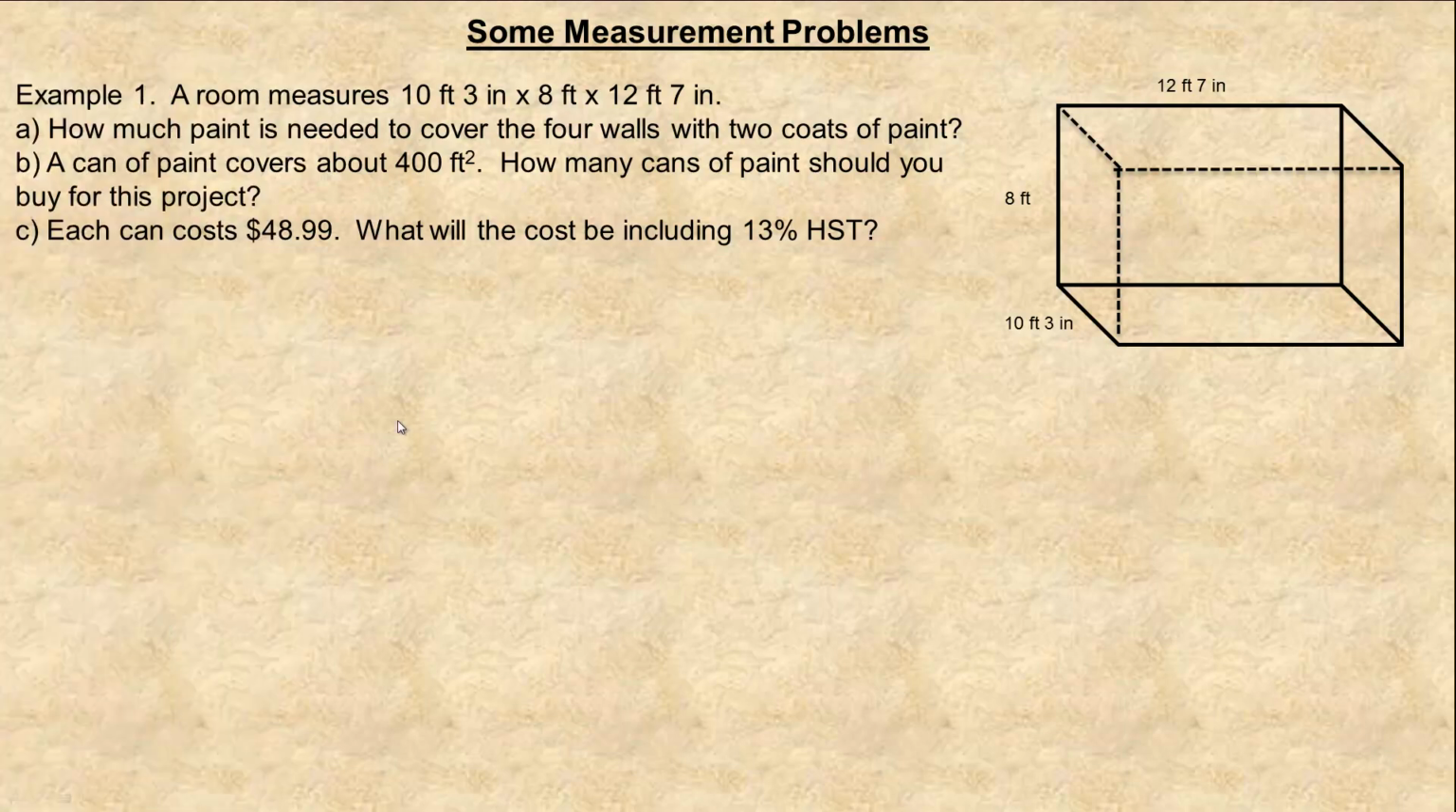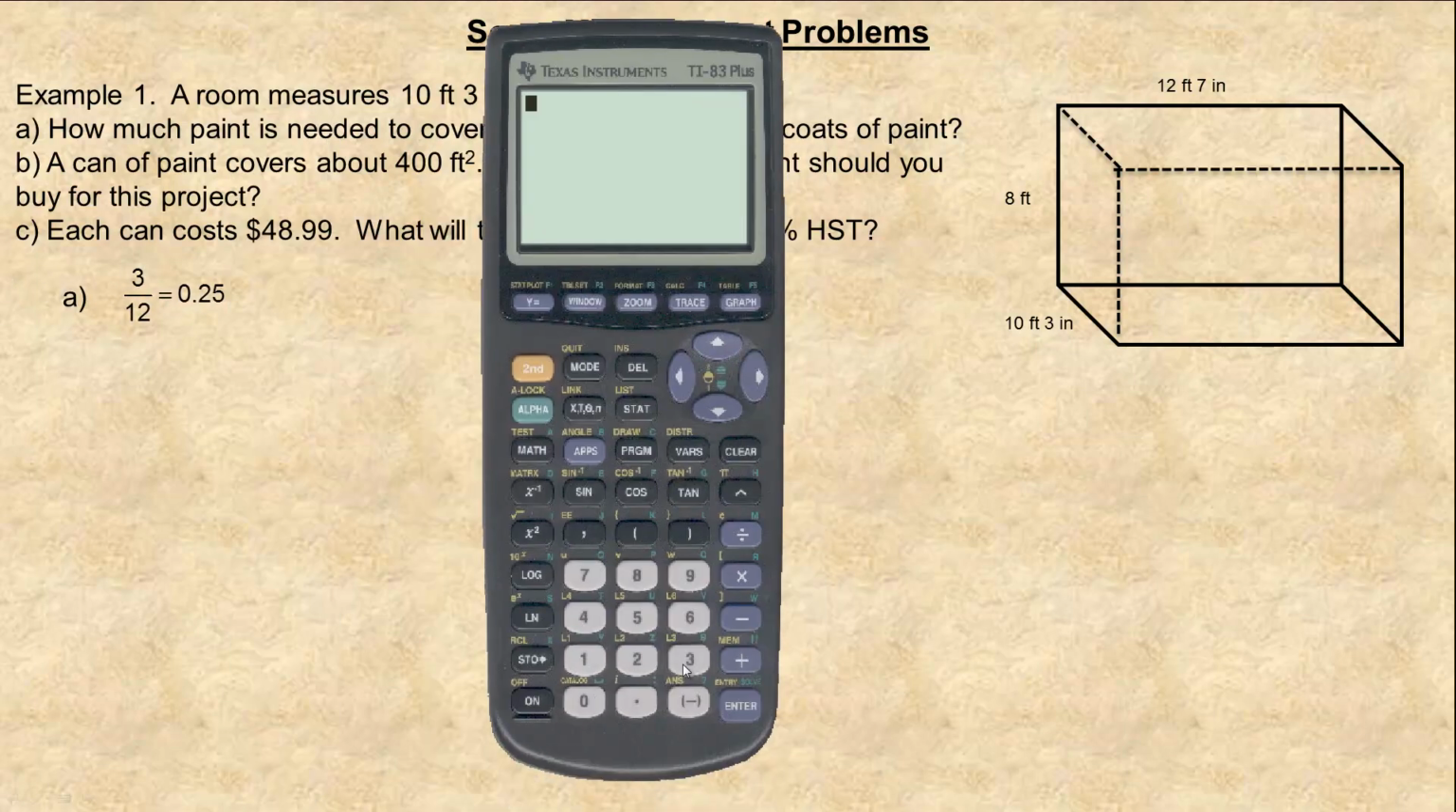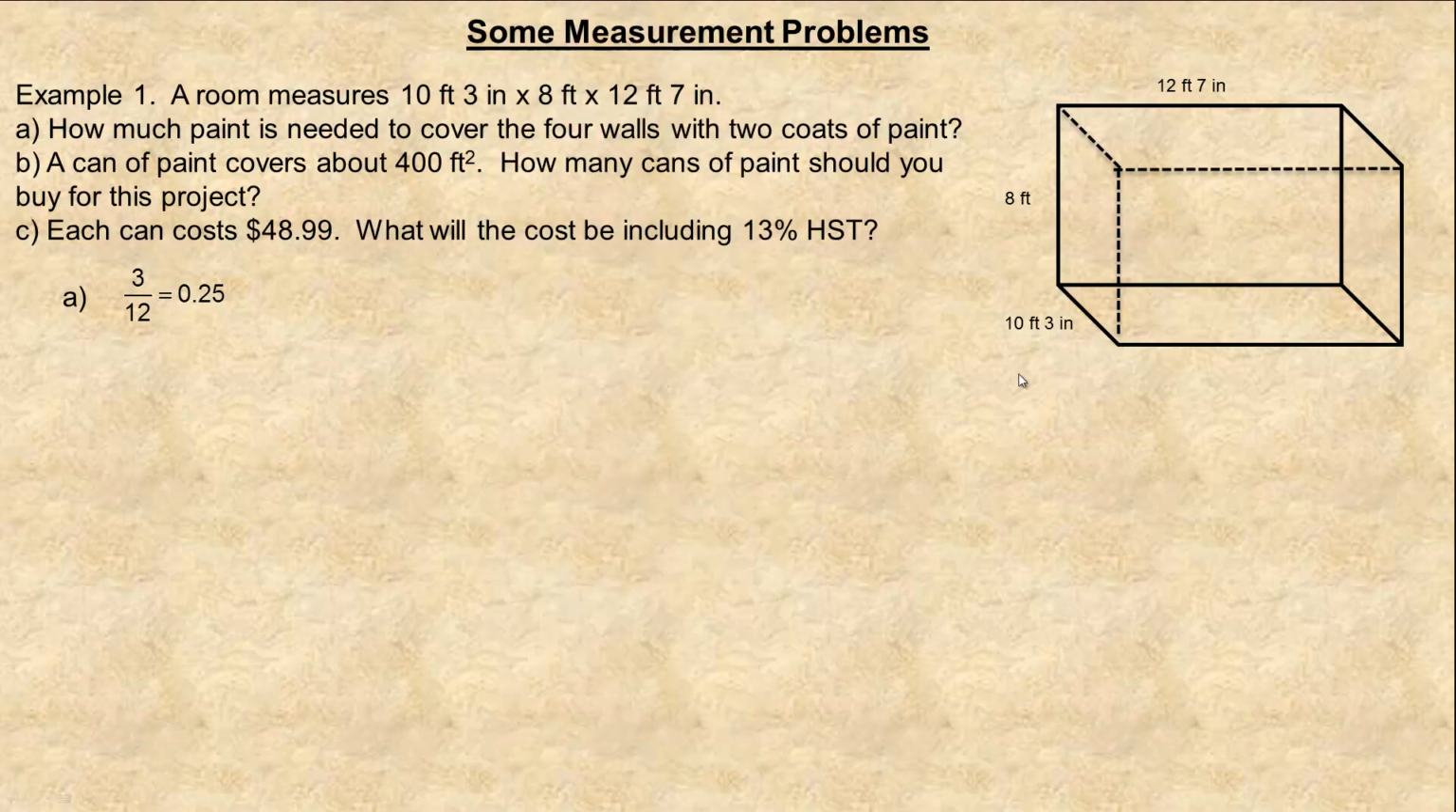So the first thing that we're going to do is take this 3 inches here and divide it by 12. 3 divided by 12 is 0.25. So that's the decimal part. So this is going to be 10.25.